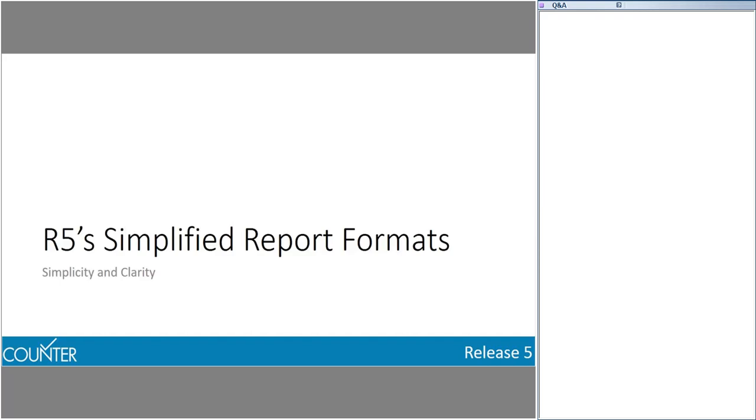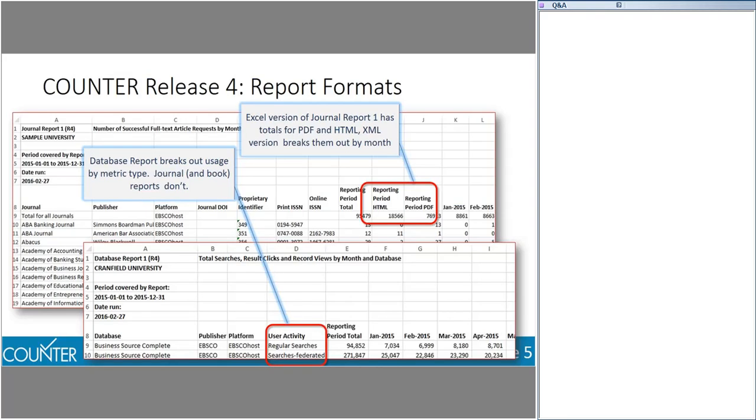Okay, report formats. I've already given you a sneak preview of one of them, but let's go back and look at how some of these stack up. So in the background, we've got journal report 1 from release 4. In the foreground is database report 1. And we've highlighted just a couple of areas. You'll notice in the database report, we did have this thing called user activity, where we broke things out by the nature of the activity.